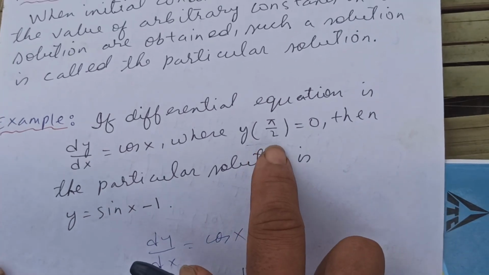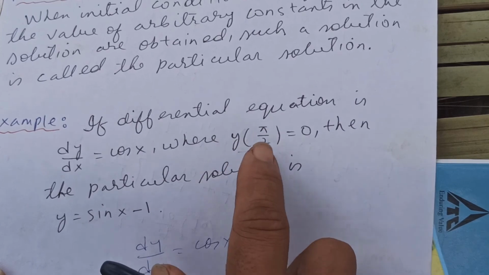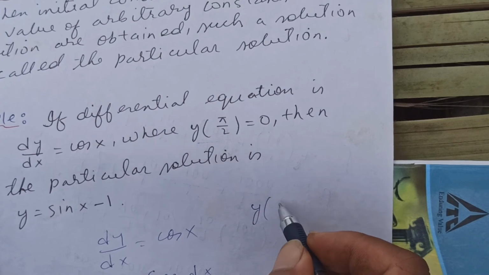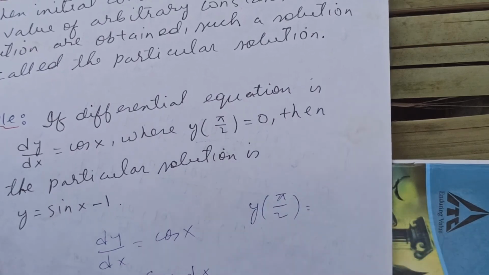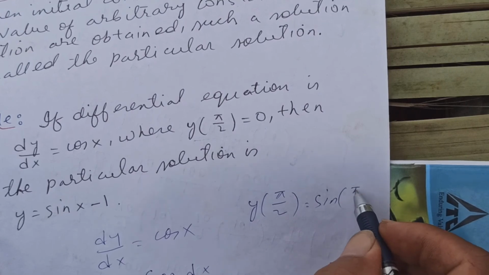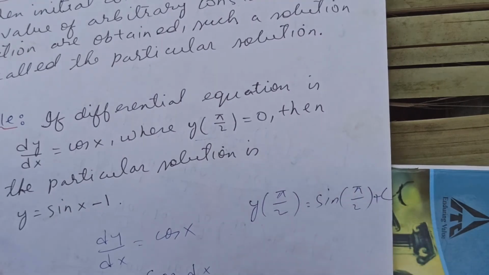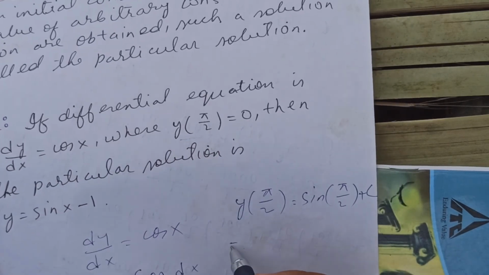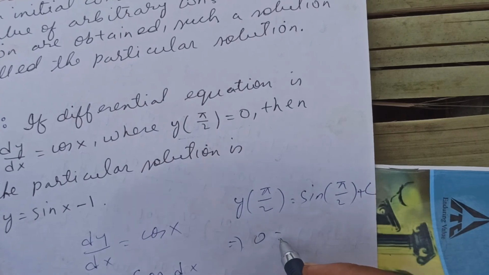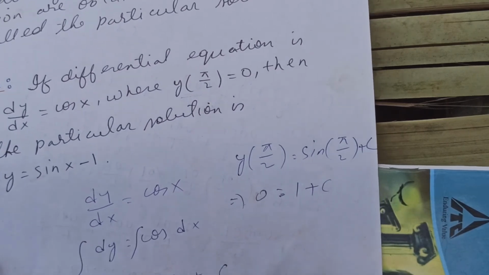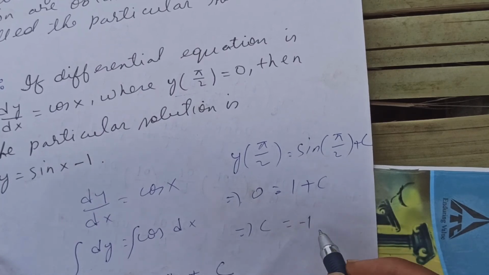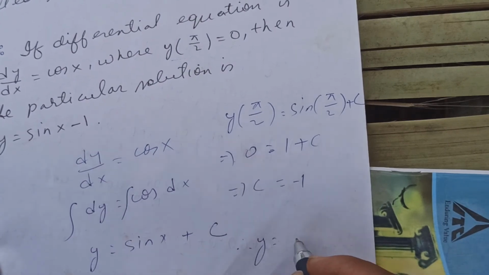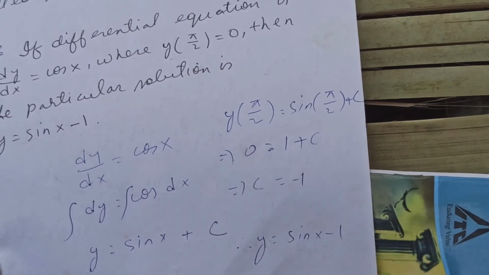Since the initial condition is given, y of pi by 2 is 0. So y of pi by 2 equals sin of pi by 2 plus the constant. Since y of pi by 2 is 0, this is 0. Sin of pi by 2 is just 1, plus c. Now finding the constant c, c is negative 1. Therefore, substituting here, you will get y equal to sin x minus 1.